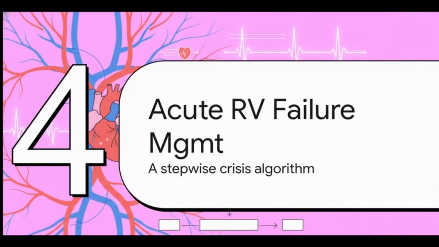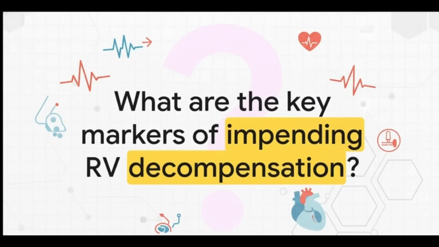All right, now we have to talk about the complication we all fear the most: recognizing and managing an acute right ventricular failure crisis. This is a fast-moving, high-stakes event, and it requires a response that you've already rehearsed and have down cold. The first step in handling any crisis is spotting it early. So what are those key markers, both on your monitors and from just looking at the patient, that tell you the RV is about to fail?